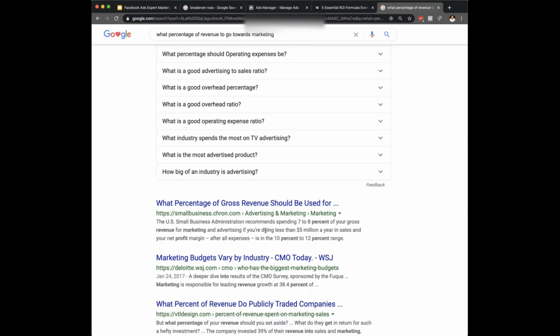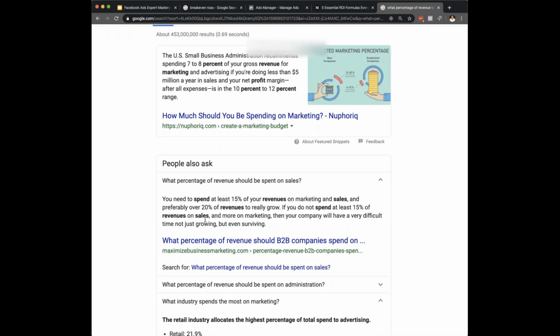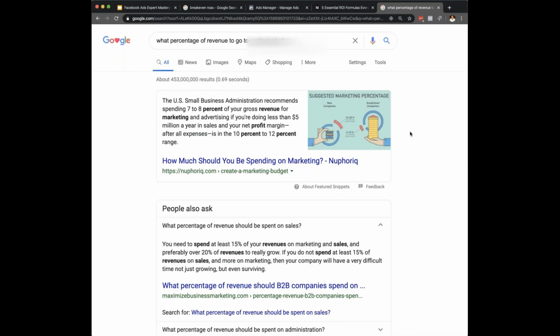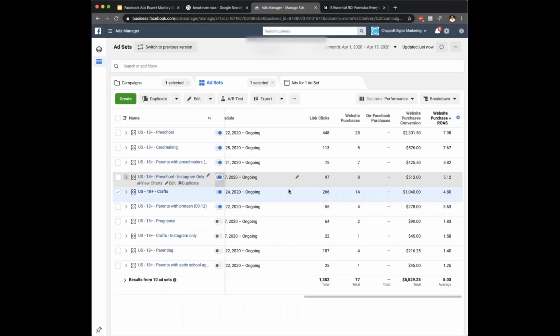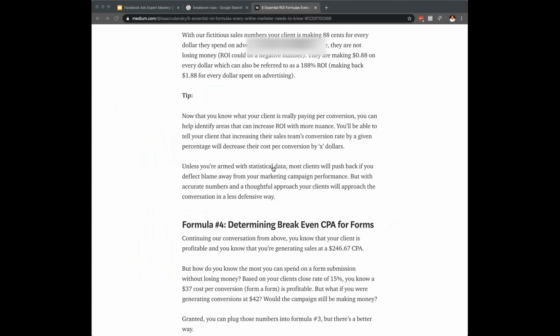Yeah, so you can go through these. Average is 10 to 12, but like this one was saying, to really grow it's going to be 20% or above. Right now it's 10%. Let me pull up another one. Right now it's not looking like 10%, but I guess that'll just take time.